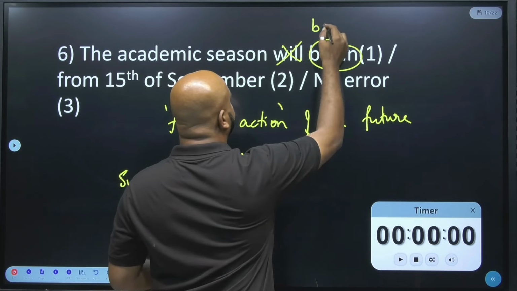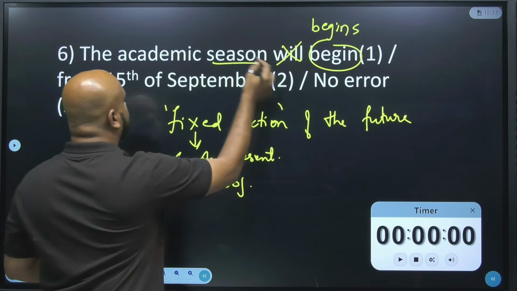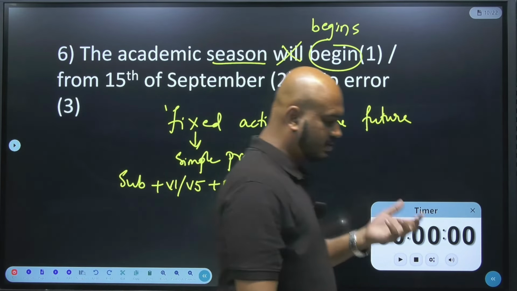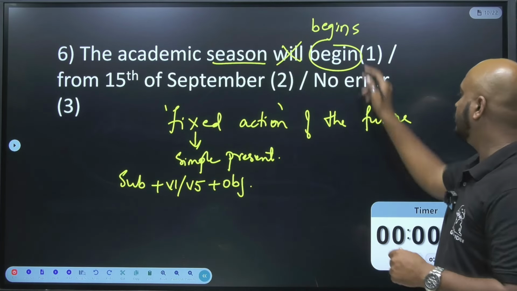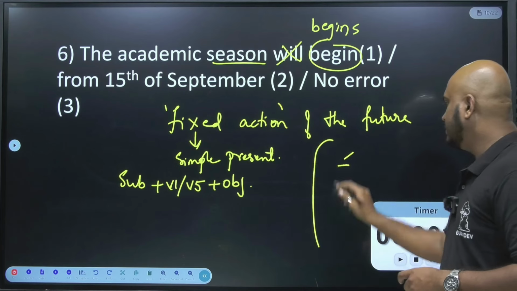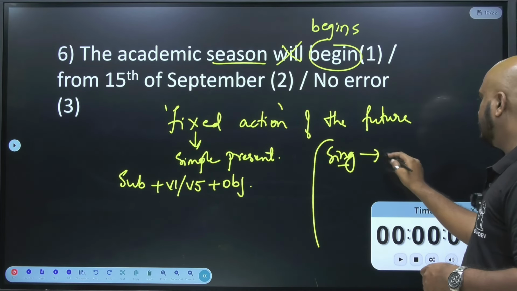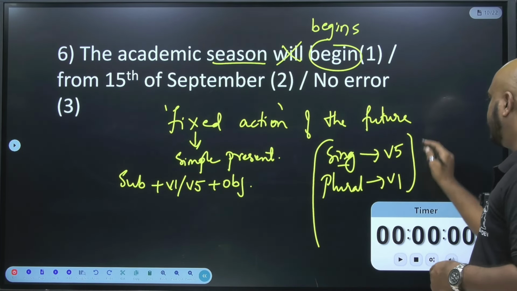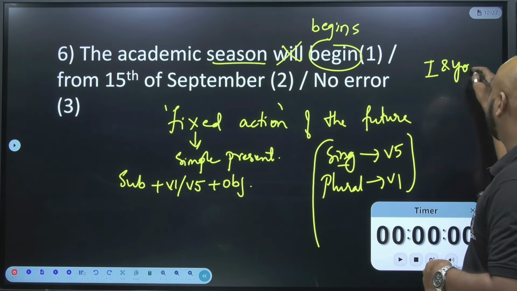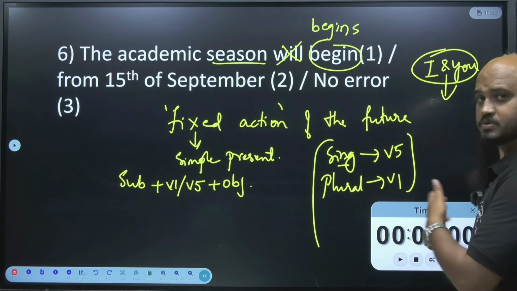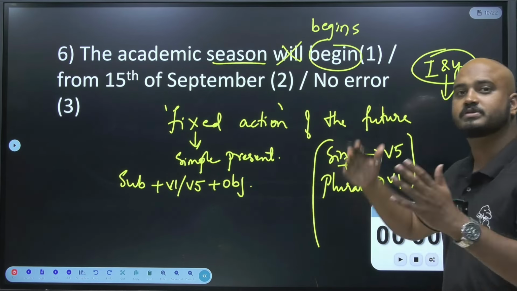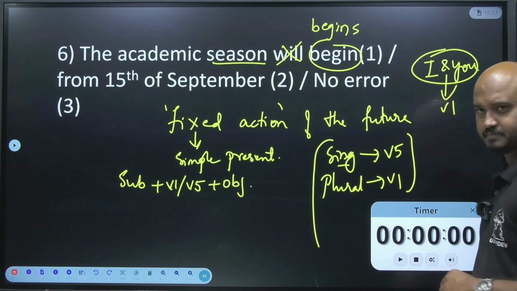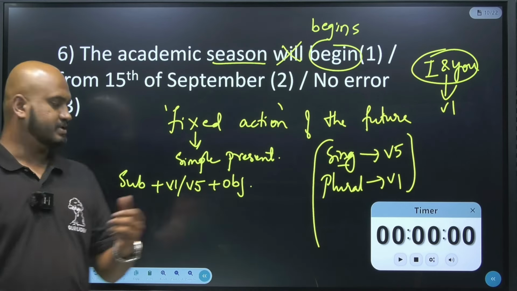Now, why do I choose begins here? Because the word season, or session, basically session over here, I'm sorry, I misspelled it. The academic session, basically the word session is singular. Because of that, I have to go with the V5 form. I repeat again, whenever you're talking about singular subjects, you're going to use the V5 form. Whenever you're talking about plural subjects, you're going to use the V1 form. The exception is for subjects I and you, although they are singular, and sometimes you is also used in plural, because it is similar in both singular and plural. But please do remember, I and you will always take the V1 form. All right, fine. Let's move on to the next one.